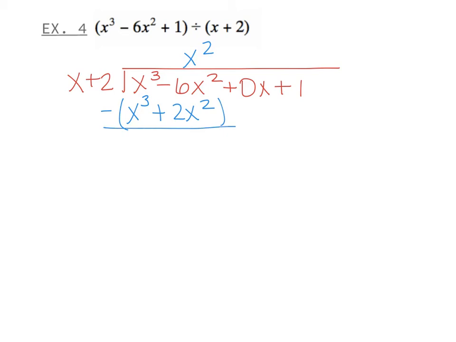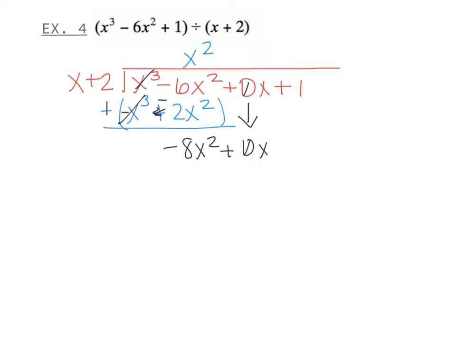Parentheses minus. So I have negative, distribute that, minus, oh, sorry. So I have x cubed minus x cubed, cancel. Negative 6x squared minus 2x squared gives me negative 8x squared. Bring down that 0. And I have x, but I need to have a negative 8x squared. So then I need to multiply my x by negative 8. And that's going to go right here. So it should always line up.